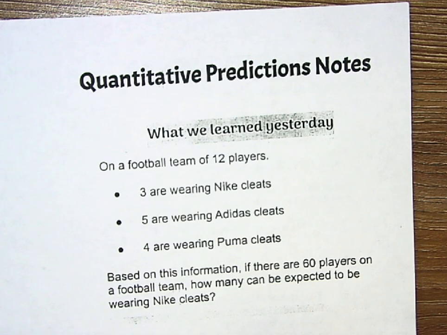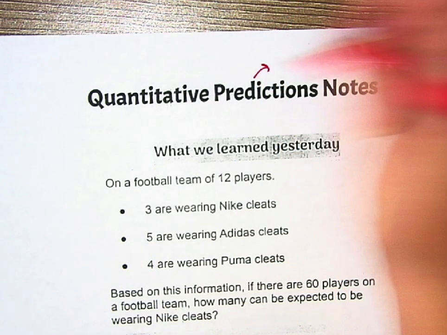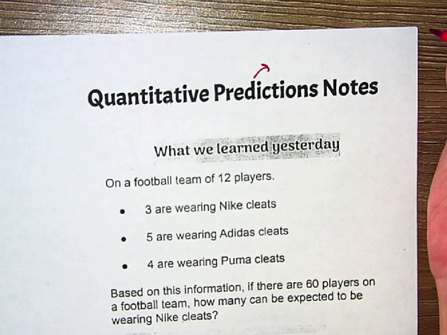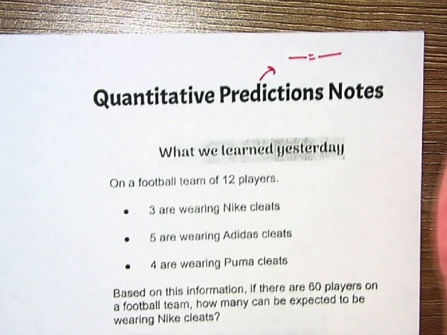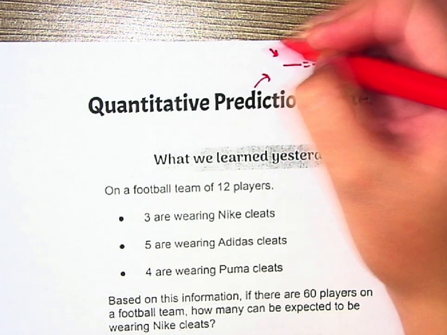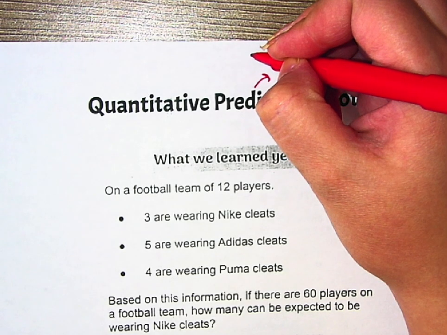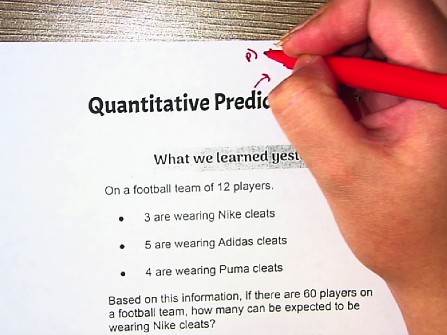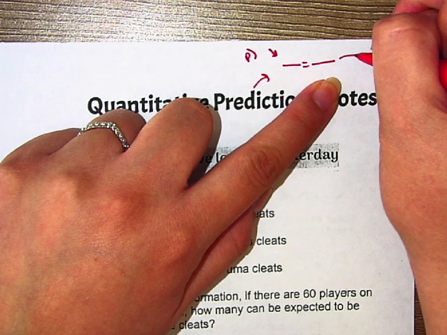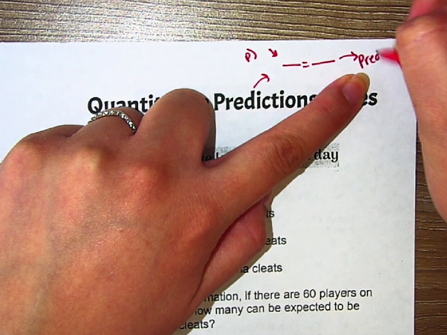Alright guys, so this is quantitative prediction, okay? Prediction meaning that we are going to use proportion, okay? Line equals line. This side is going to be what the question's asking for, so the probability. And then this side is going to be our prediction side.